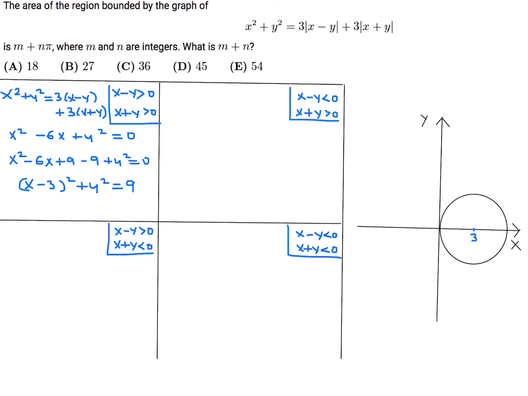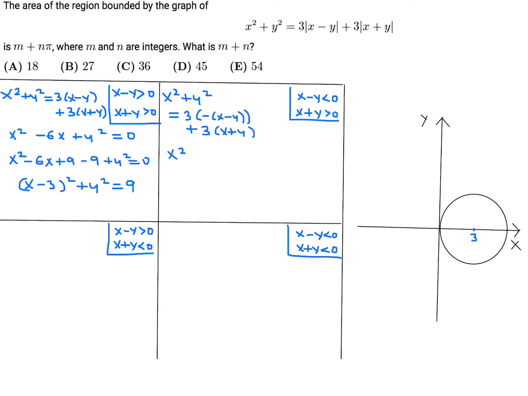Okay, so let's do the second one. x minus y is less than 0, and x plus y is greater than 0. So again, x squared plus y squared, but this time it would be 3 times negative (x minus y), like that. And of course, the other one doesn't need to be changed since it's greater than 0. So again, I'll let you do the algebra.